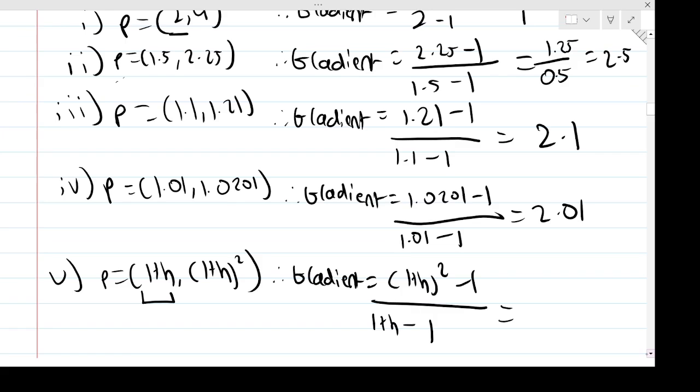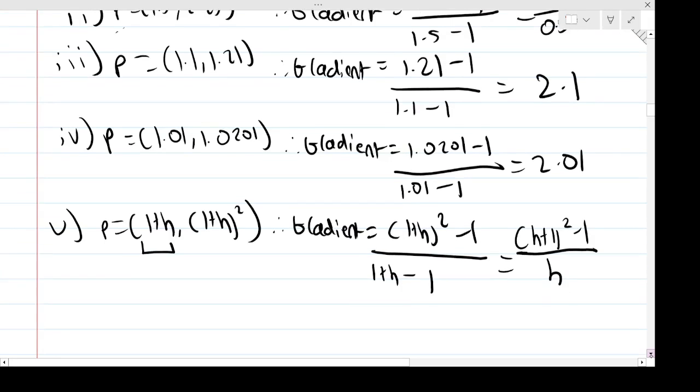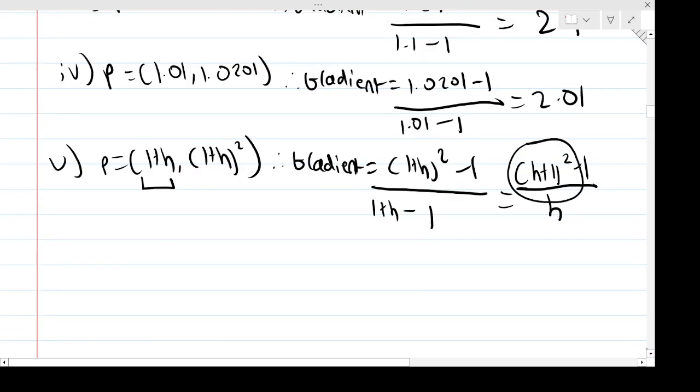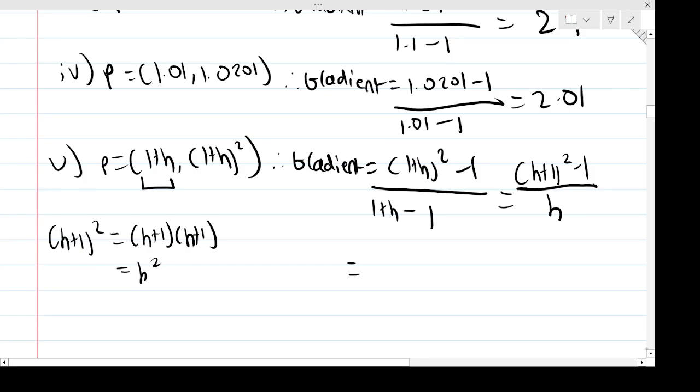If we simplify it, that would be 1 plus h squared minus 1 on top, and we can simplify the bottom bit, because 1 plus h minus 1, well, 1 minus 1 is 0, so it's just over h. Then we can expand the bracket on the top. Remember, 1 plus h squared is 1 plus h times 1 plus h, and we expand it how we normally expand brackets, so that'd be h squared add 2h add 1. If we substitute that in, we get h squared add 2h add 1 minus 1, over h.